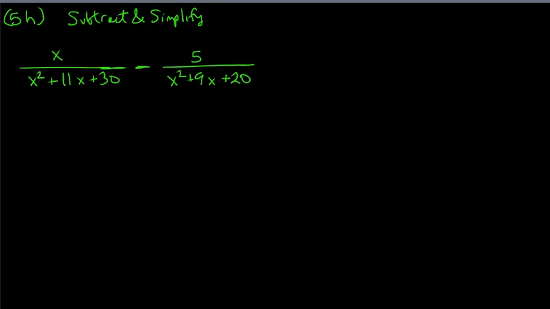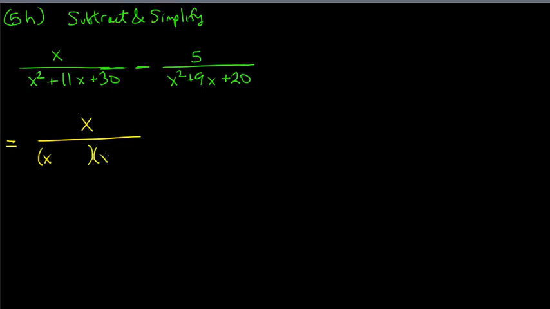Okay, I'm skipping G, 5G. It's just pretty similar to this one here, or even 5e. They're all subtracting, right? So subtract and simplify. This is 5h. X over x squared plus 11x plus 30 minus 5 over x squared plus 9x plus 20. So again, the denominators are not the same, but we can factor these pretty easily, right?